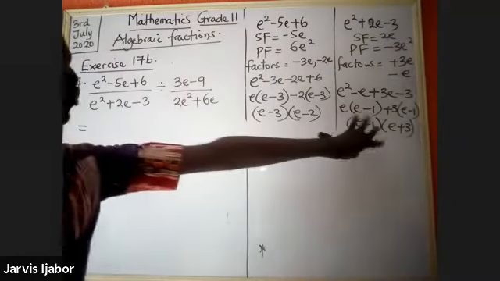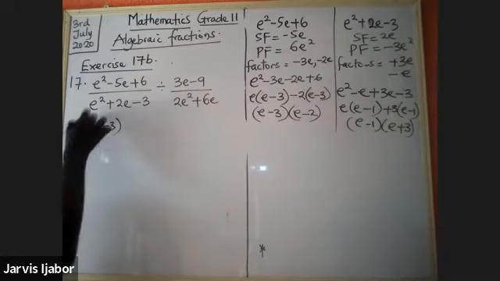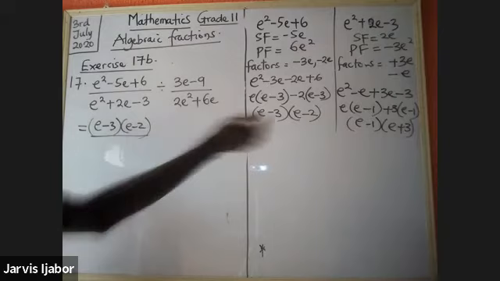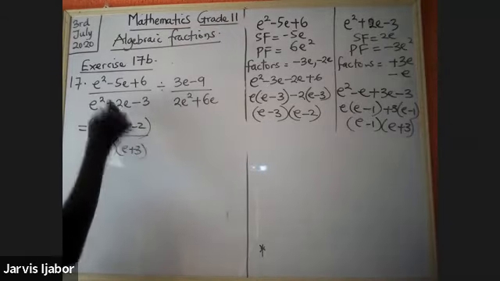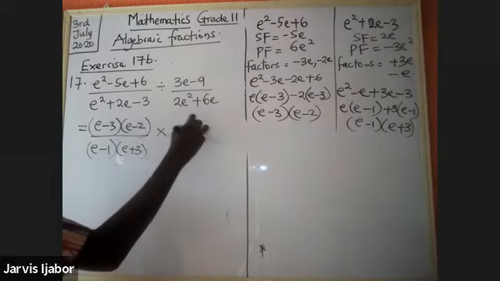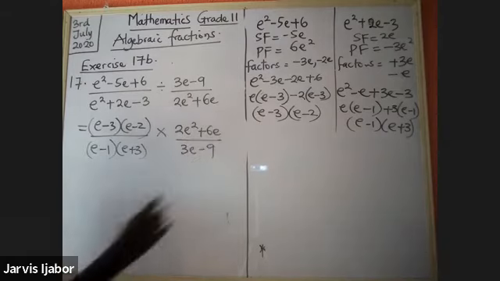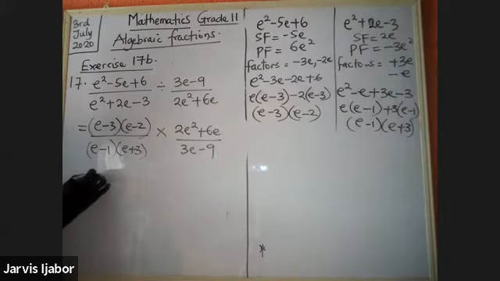Your task now is to transfer this into this part. So I'll have e minus 3 into e minus 2, where I had this, over, I'll have e minus 1 into e plus 3, where I have this, times 2e squared plus 6e over 3e minus 9. Notice that I've not touched this, because when it comes to this, it's best you take one operation per time.